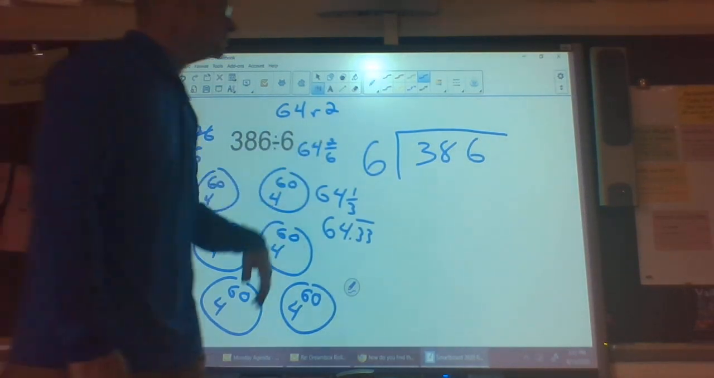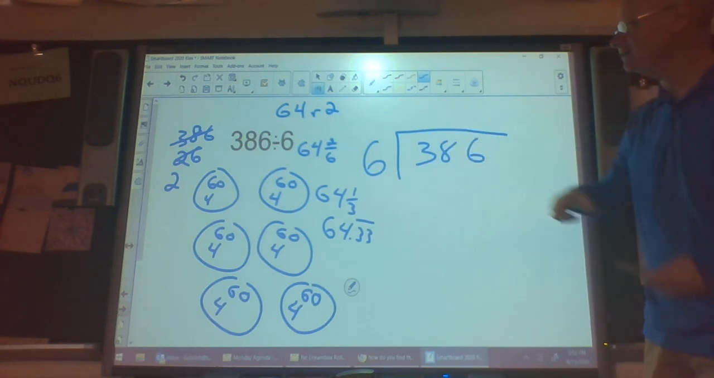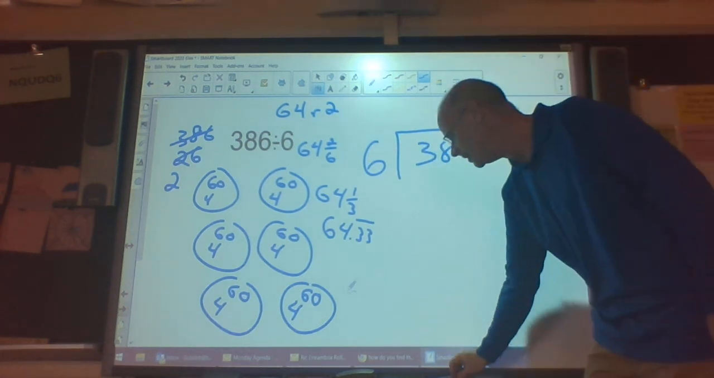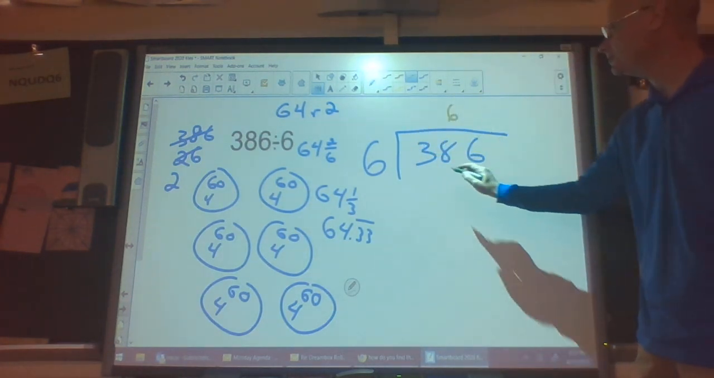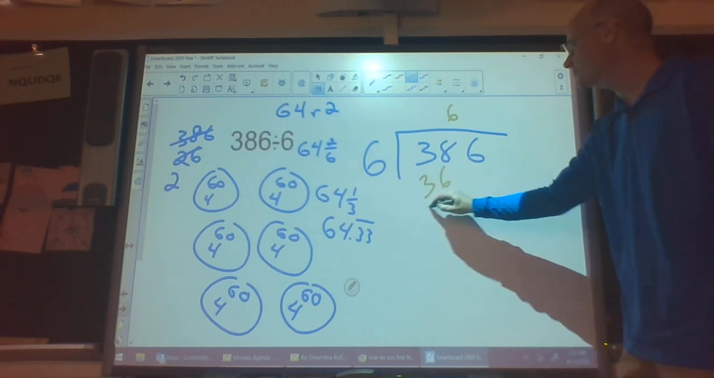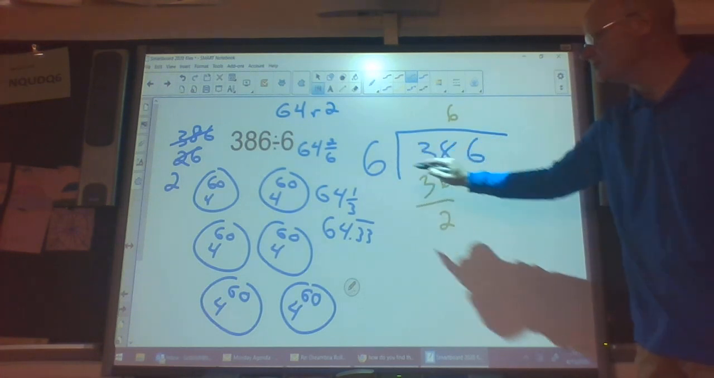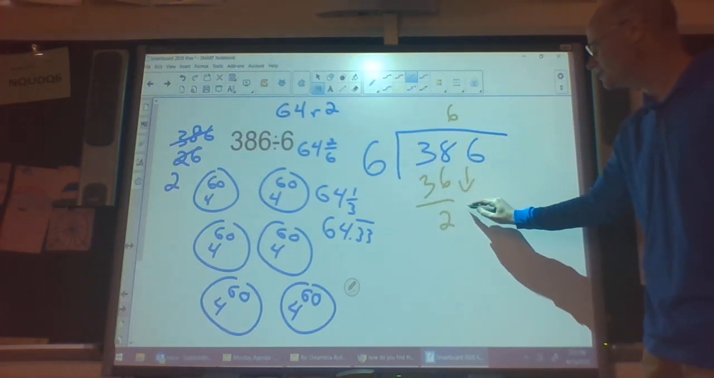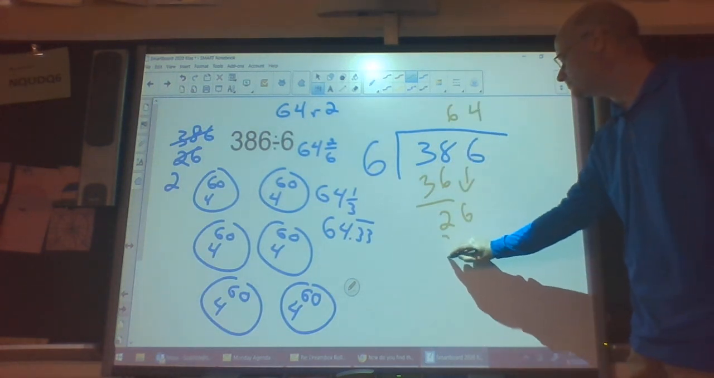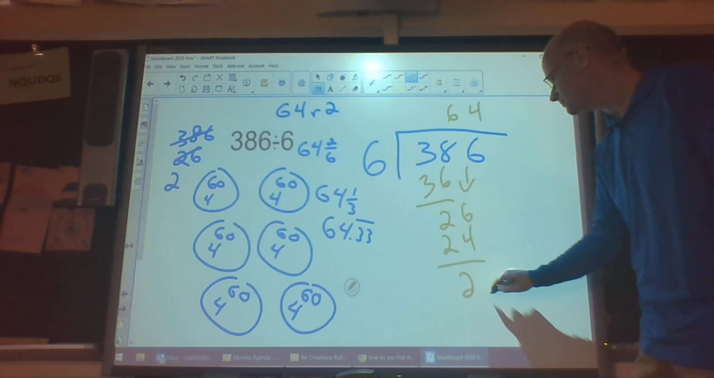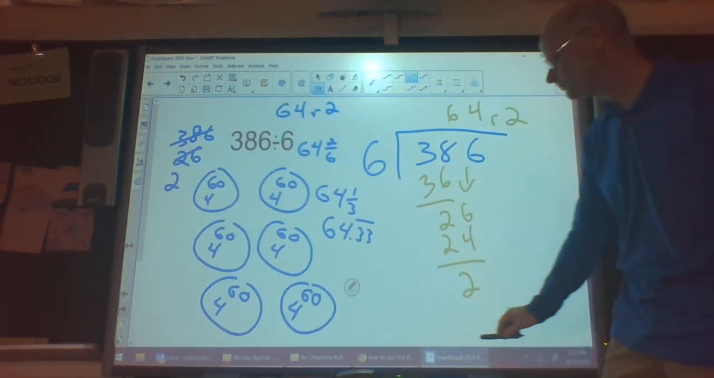Okay, let's do it with the standard algorithm. It's pretty much the same thing. How many 6's in 3? None. How many 6's in 38? So I'm going to change color for you. 6. 6 times 6 is 36. So I'm going to subtract. I get 2, 0. That's smaller than 6. I can bring down my 6. I get 26. How many 6's? 4. I get 24. And I get the same answer. 64 with the remainder of 2.